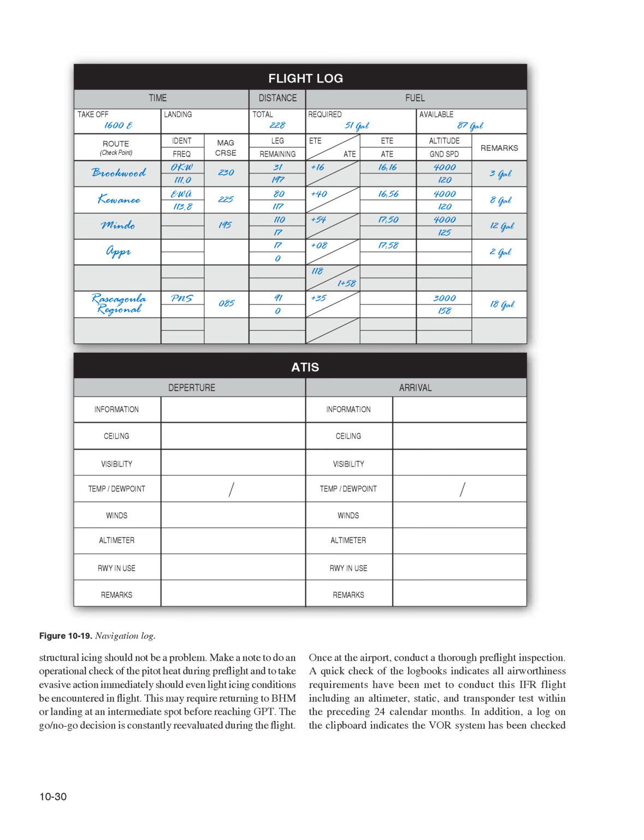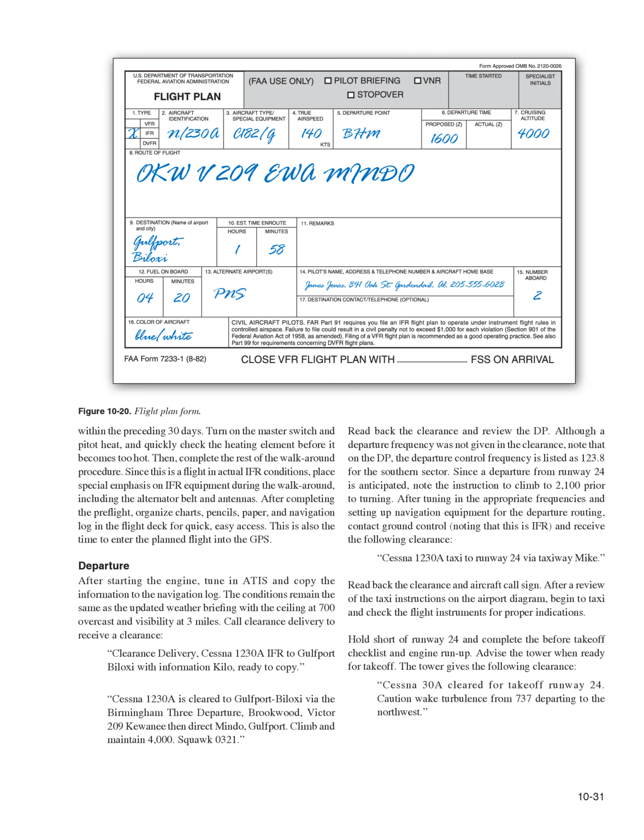Once at the airport, conduct a thorough pre-flight inspection. A quick check of the logbooks indicates all airworthiness requirements have been met to conduct this IFR flight, including an altimeter, static, and transponder test within the preceding 24 calendar months. In addition, a log on the clipboard indicates the VOR system has been checked within the preceding 30 days. Figure 1020. Flight plan form.